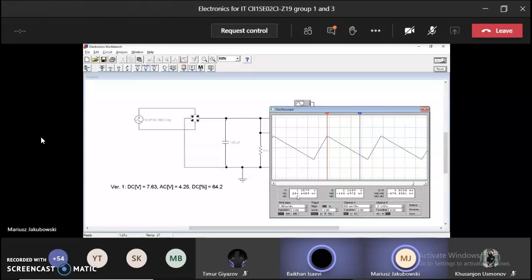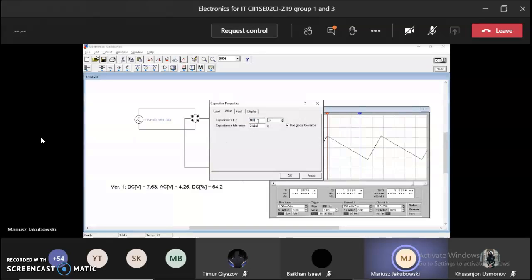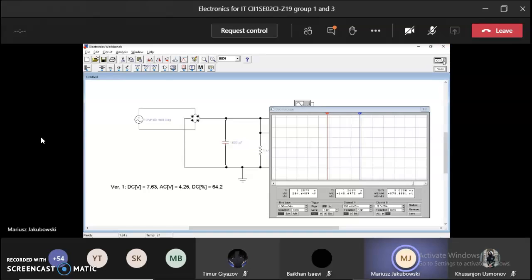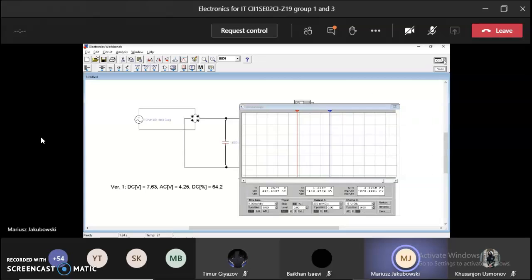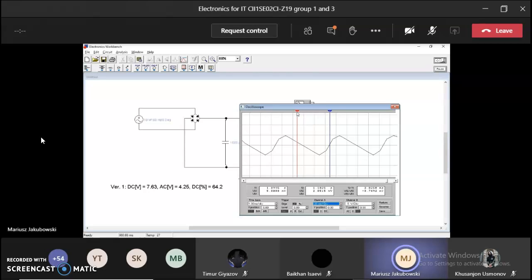Okay, so what you can see now is that the peak value of this variable component is 233 millivolts. So indeed it's roughly 10 times smaller. You can still increase this capacitance to 1000 microfarads, which is 1 millifarad, and now our time constant is 1 second. So it's even smaller, and indeed, our AC component is only 19.1 millivolts.